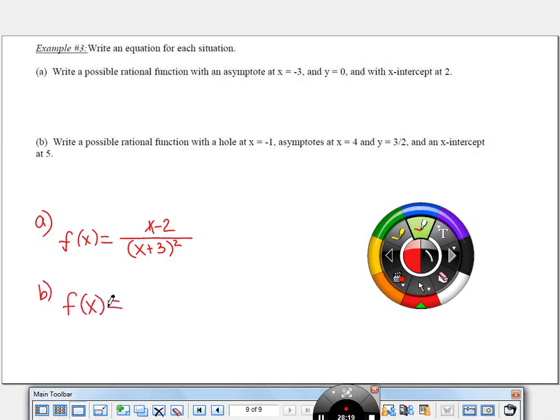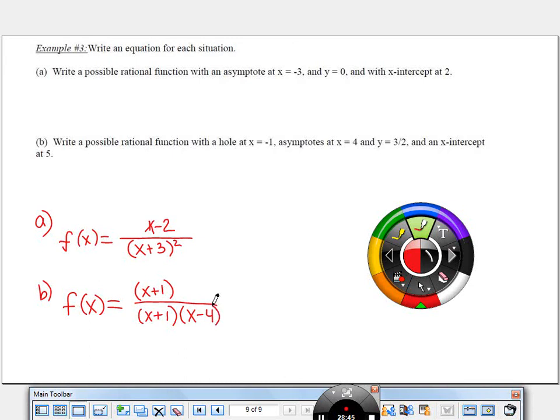And then for part B, write a possible rational function that has a hole at x equals negative 1. So that means there must be a factor that canceled out, where if you set it equal to 0, you get x equals negative 1. There's an asymptote at x equals 4. So that's vertical, so there has to be a factor here of x minus 4. So when I set it equal to 0, I'll get x equals 4.